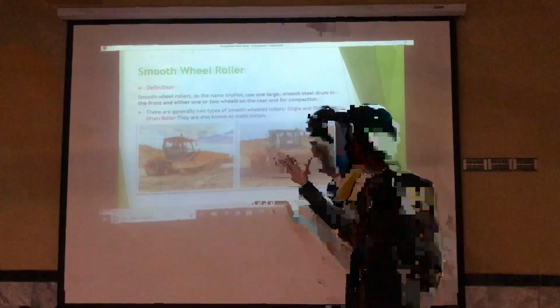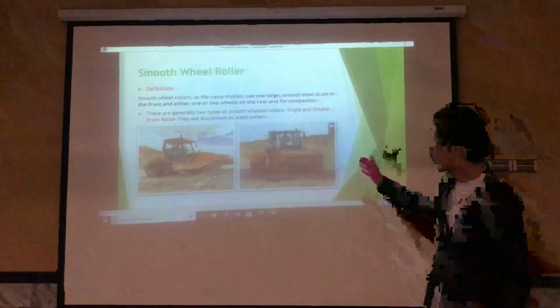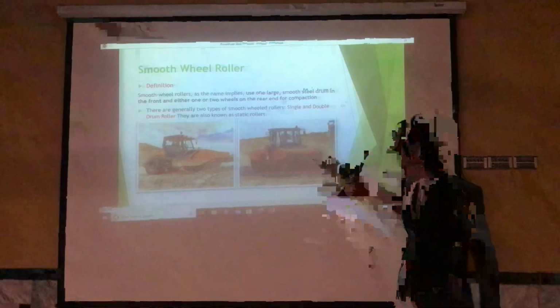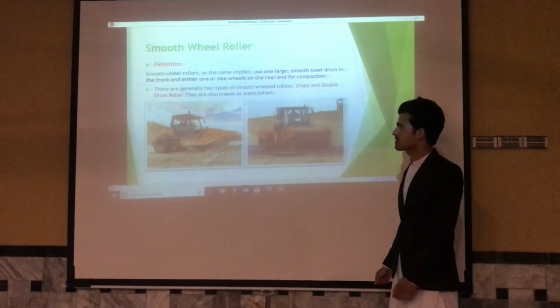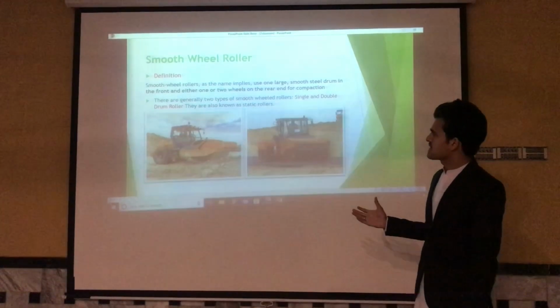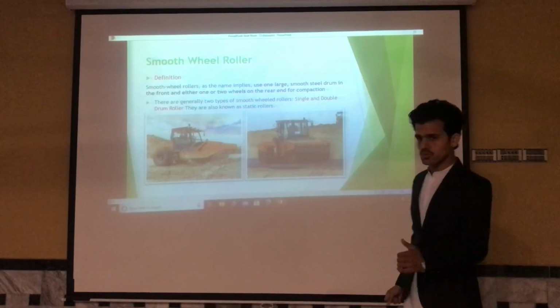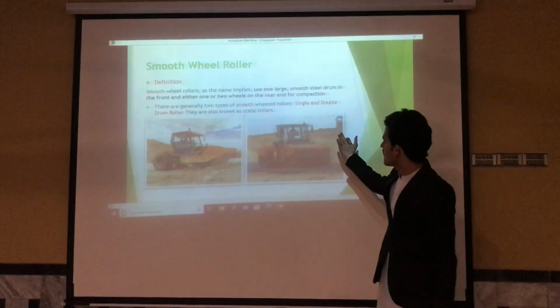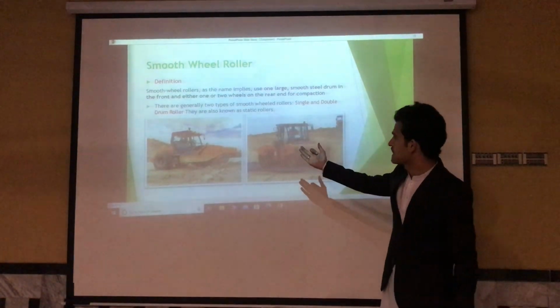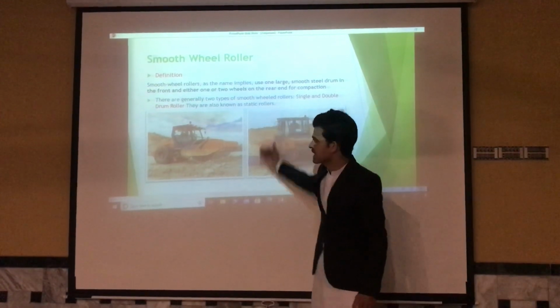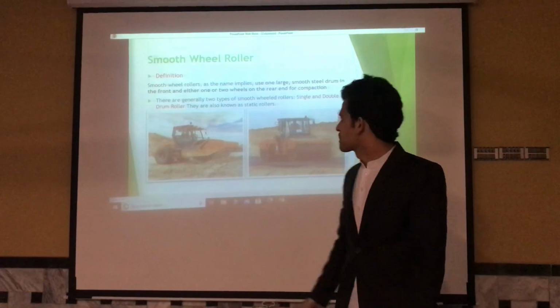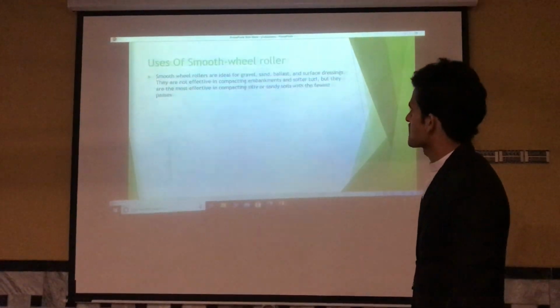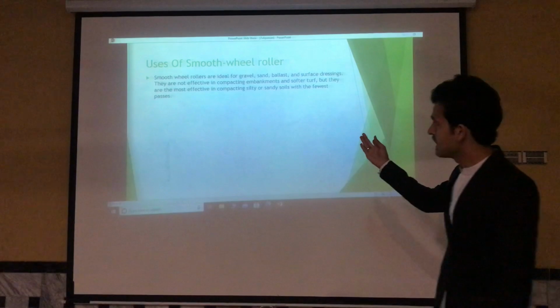Smooth wheel rollers. Smooth wheel rollers, as the name implies, use one large smooth wheel drum in the front and either one or two wheels on the rear end of the compactor. There are generally two types of smooth wheel rollers: single and double drum rollers. They are also known as static rollers.